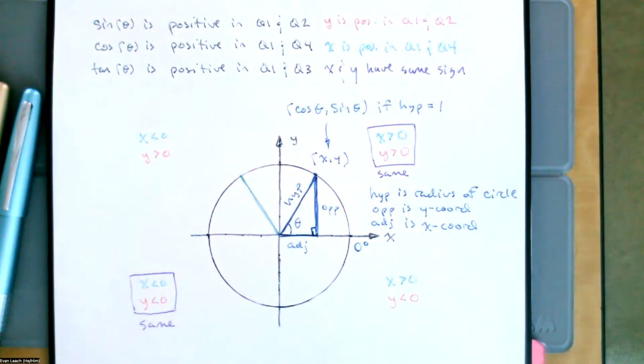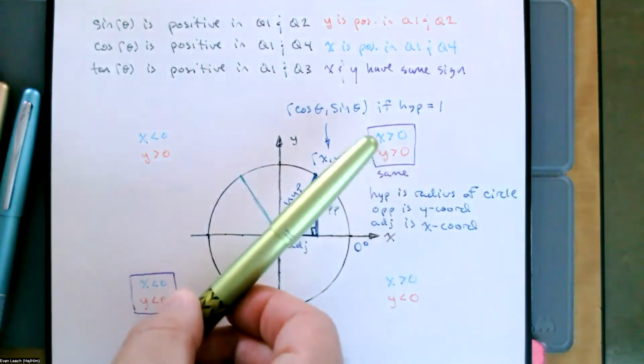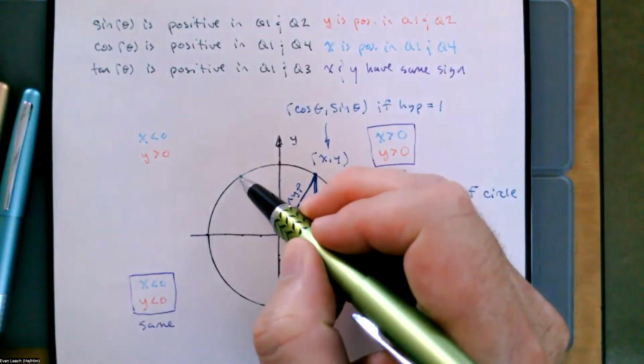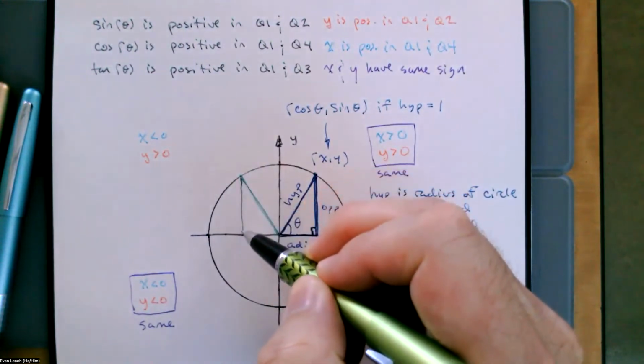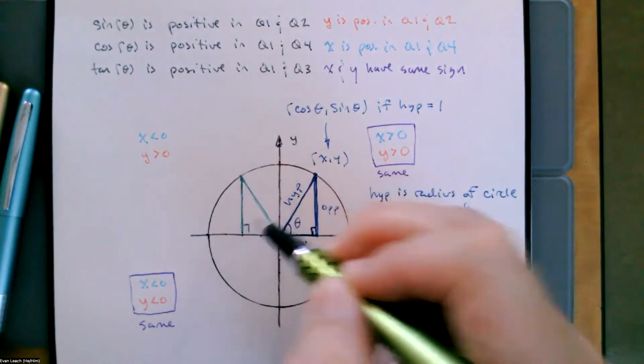So if I keep going around, keep my angle start off at 0, go up to theta, and I keep going, eventually I'll get a copy of this right triangle in the second quadrant. You get this mirror image.